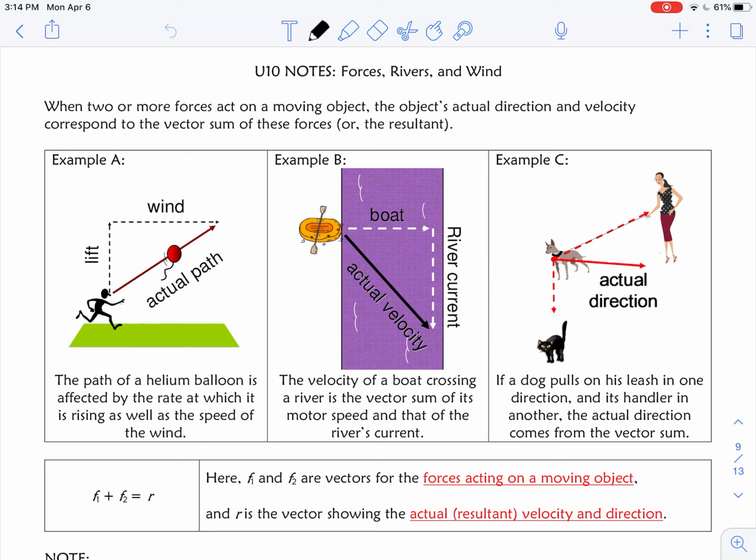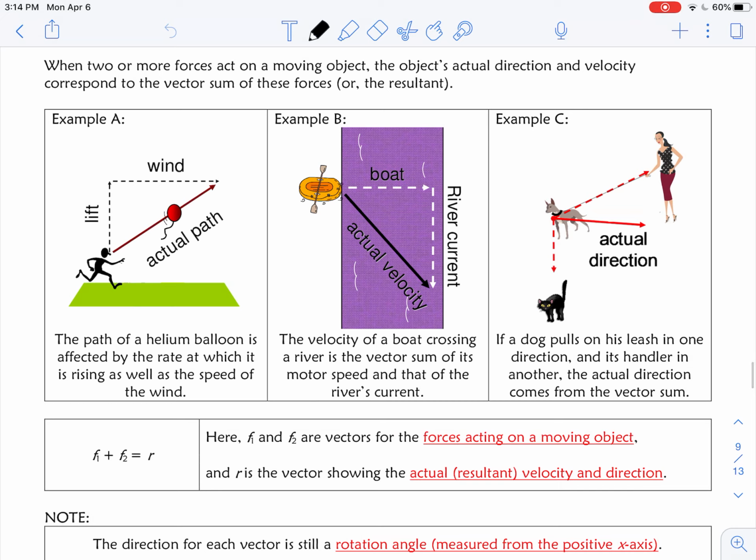In today's notes, we're going to look at forces, rivers, and wind. It says when two or more forces act on a moving object, the object's actual direction and velocity correspond to the vector sum of the forces, or the resultant. We've got three examples. The path of a helium balloon is affected by the rate at which it is rising as well as the speed of the wind.